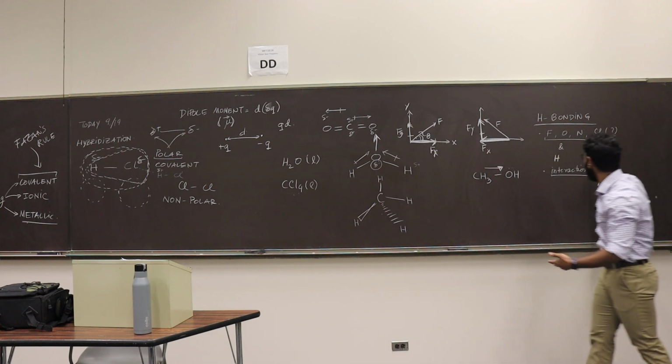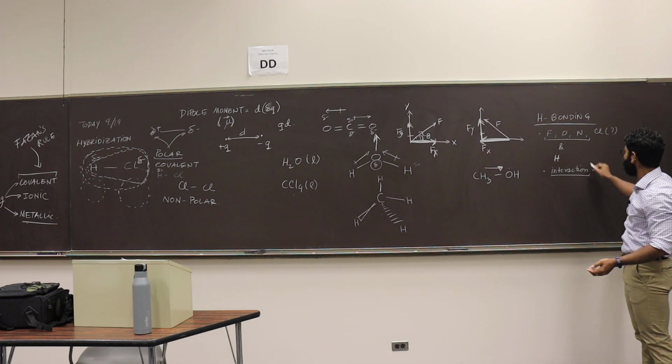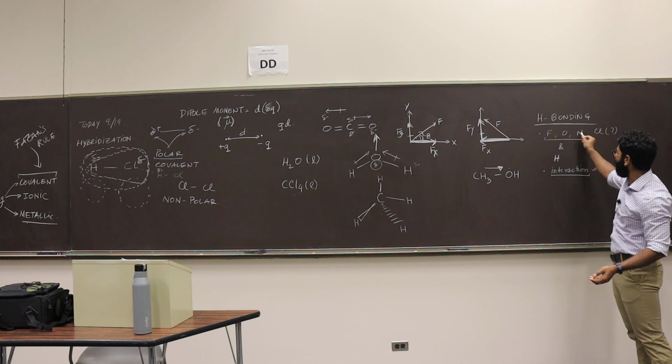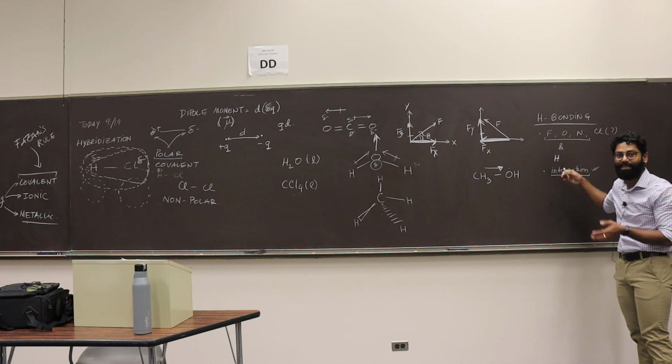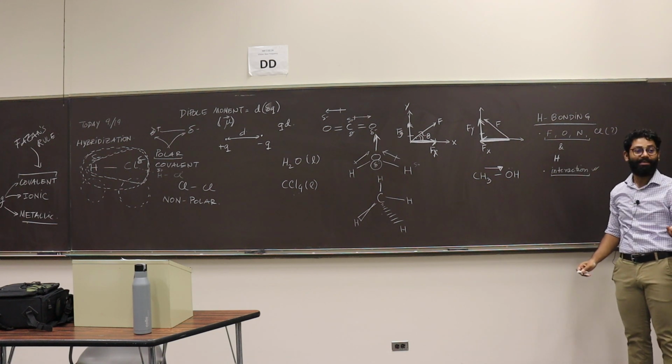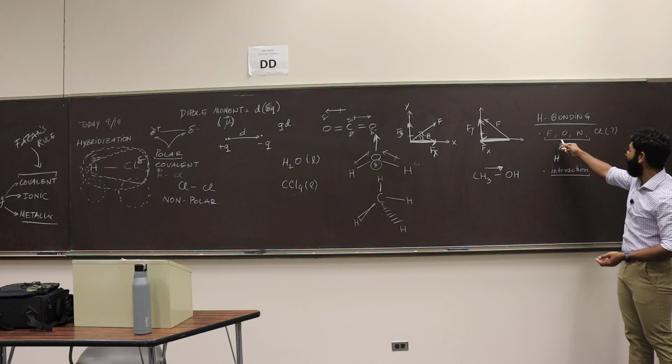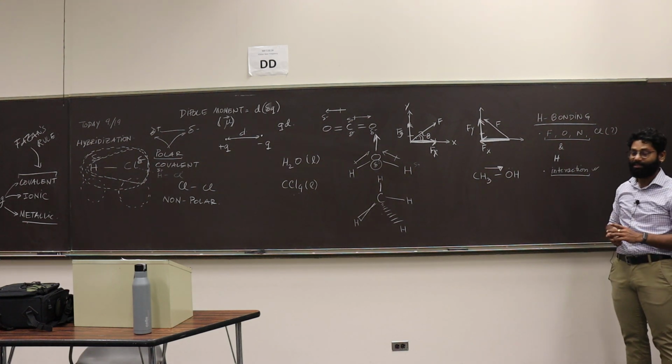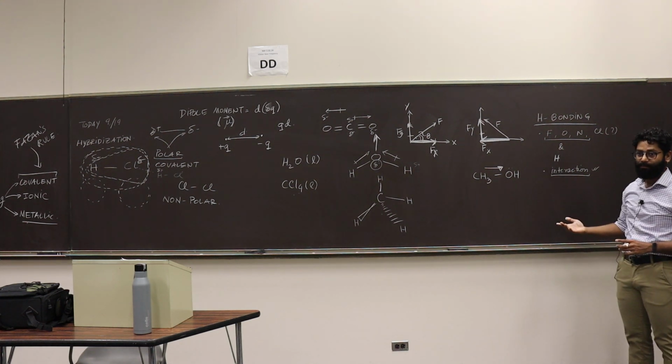So in here you have more attraction between F, O, or N. Which will be the highest attraction? F, O, or N? Fluorine, because it's the highest electronegative, right? So it's the highest electronegative, and that is why it is becoming more stable.